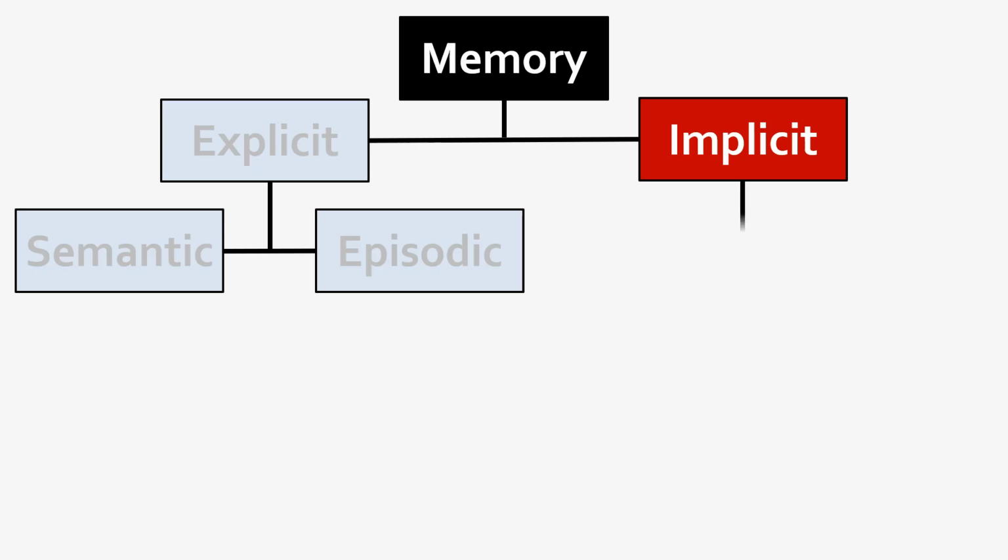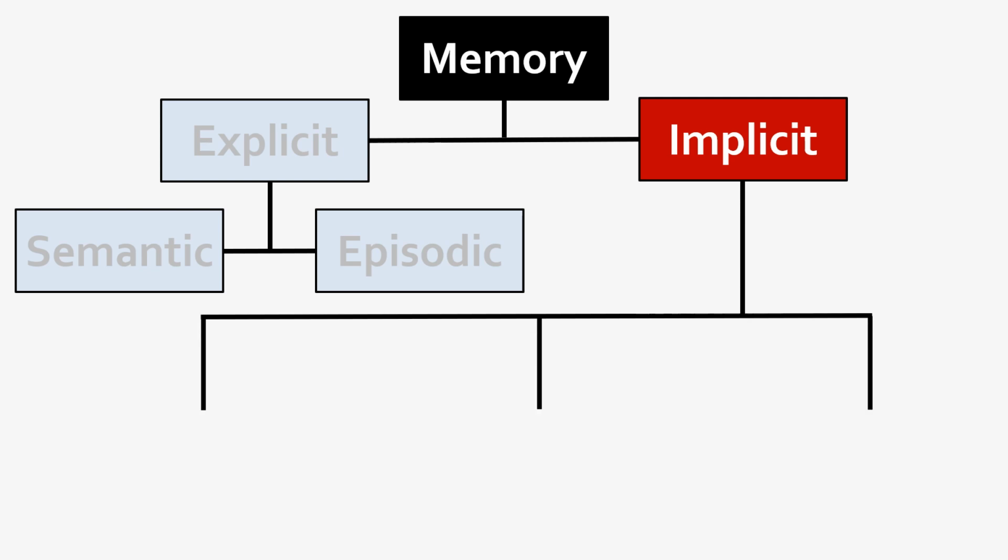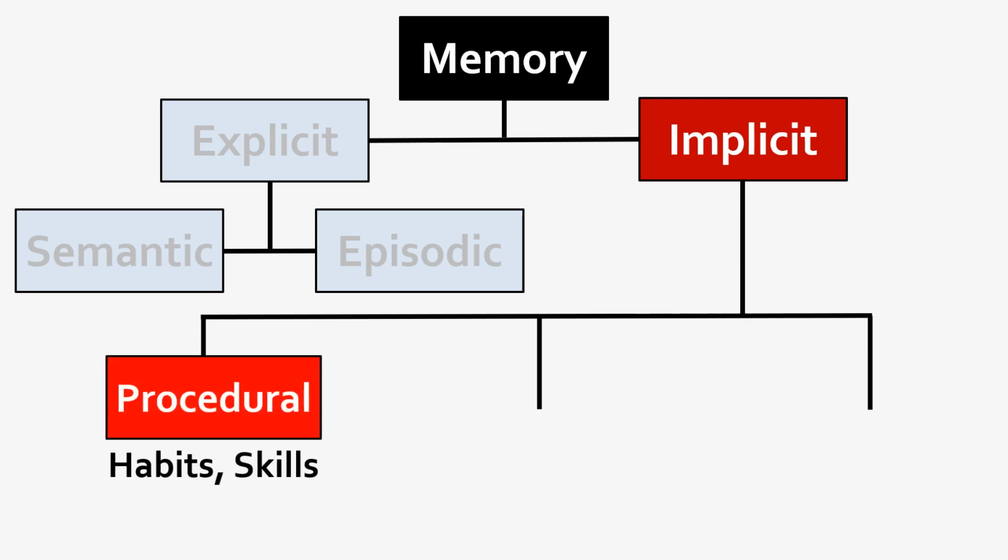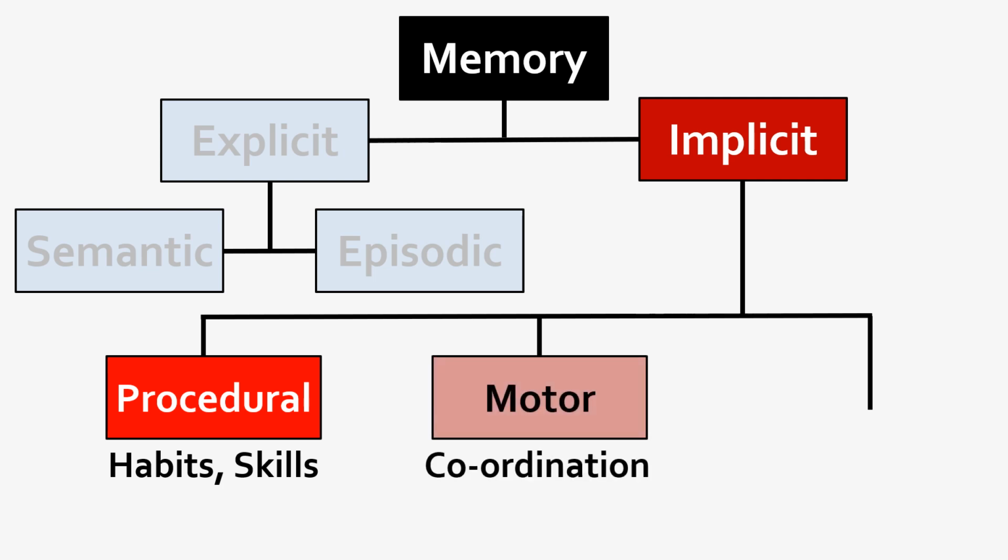Okay, on then to implicit memory, and we can break this down into three major types. The first is procedural memory. This is the memory for habits and skills. We often give as an example of procedural memory things like riding a bike or knitting or something like that. That does overlap a little bit though with motor memory. Motor memory is the memory for how to perform a certain motor action and also how to coordinate that action, which is actually quite a complicated thing and requires quite a lot of neurological processing power.